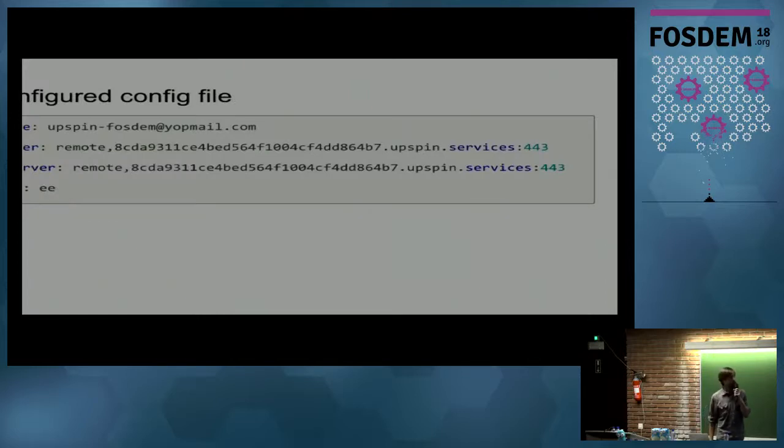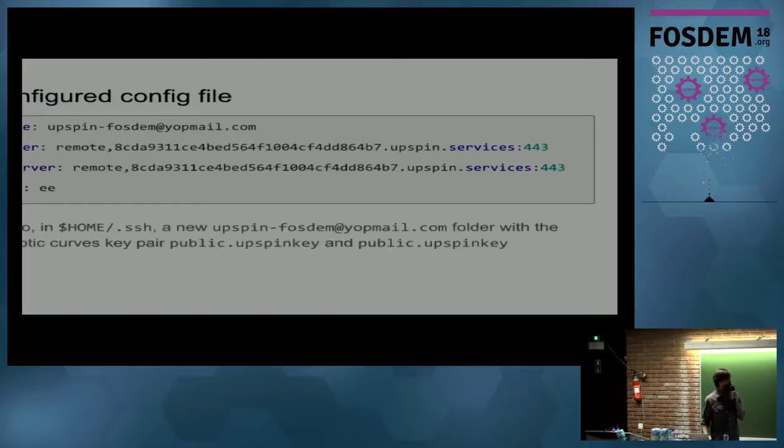So at the end of the setup, this is what happens to your PC. You have this configuration file that is created. It's just the configuration of what user you're using and what your dir and store servers are. And also in your .ssh folder, you will have the elliptic curve keys that are created. All these files will be used by your Upspin clients running locally.